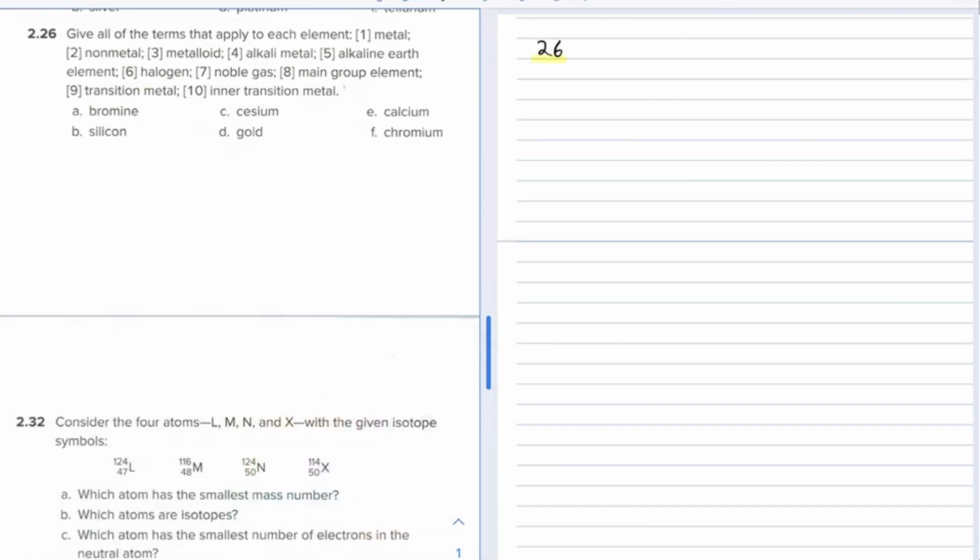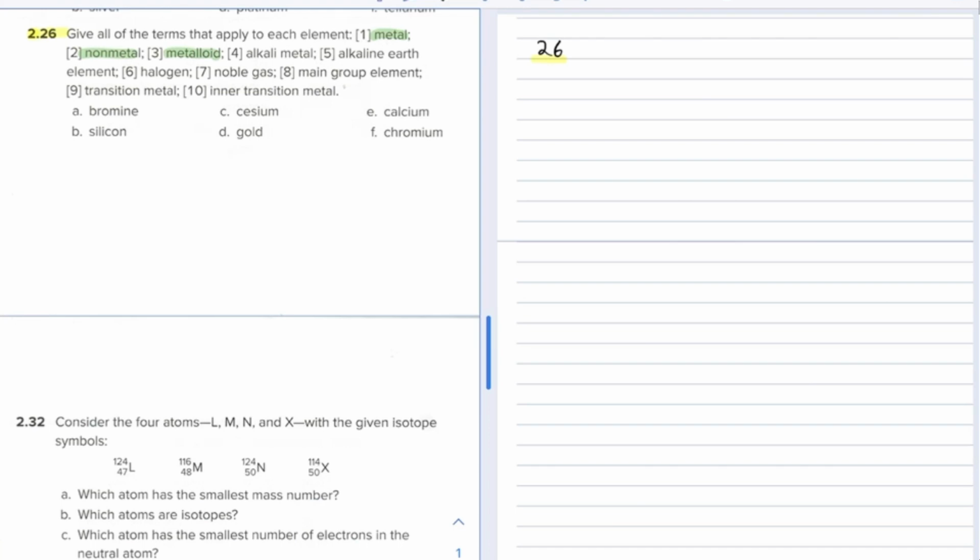Number 26 says give all the terms that apply to each element. Now you've got lots of terms here, and more than one of these terms can be applied to each of these elements. So the elements are divided into different categories. One way to divide them is by metal, nonmetal, or metalloid.